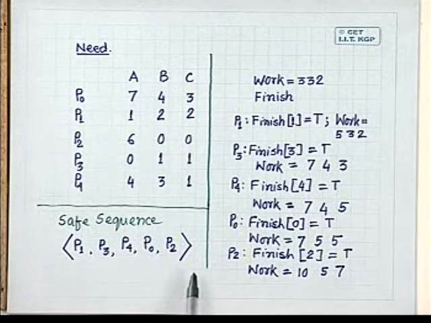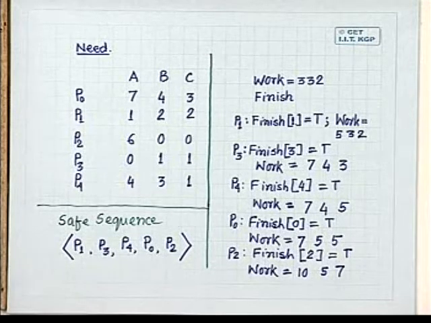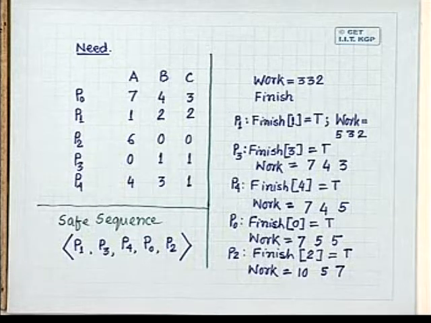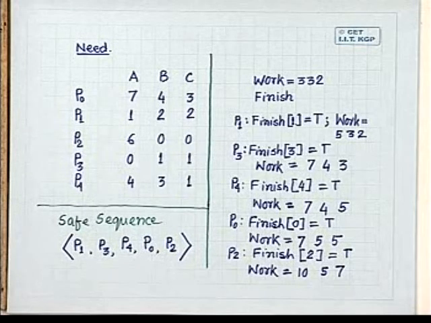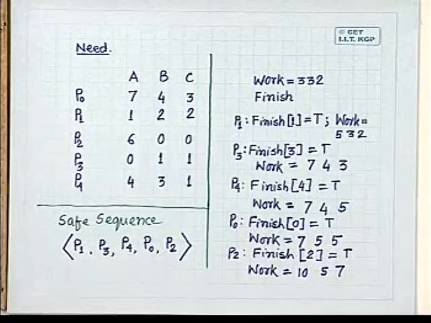So safe sequence in a state is not unique. However, if at least one safe sequence exists in a state, the state is safe. There may be multiple safe sequences. So what you have to see is whether there is any safe sequence in that state or not. If there is any safe sequence, then the state is safe. So we have seen that the given state of the system is a safe state.